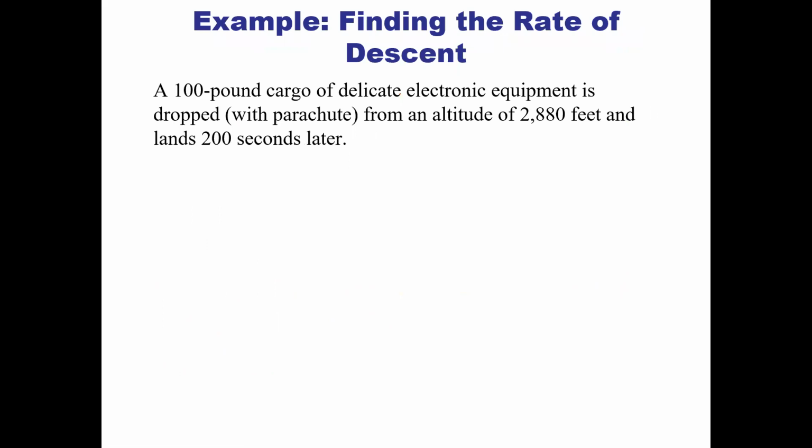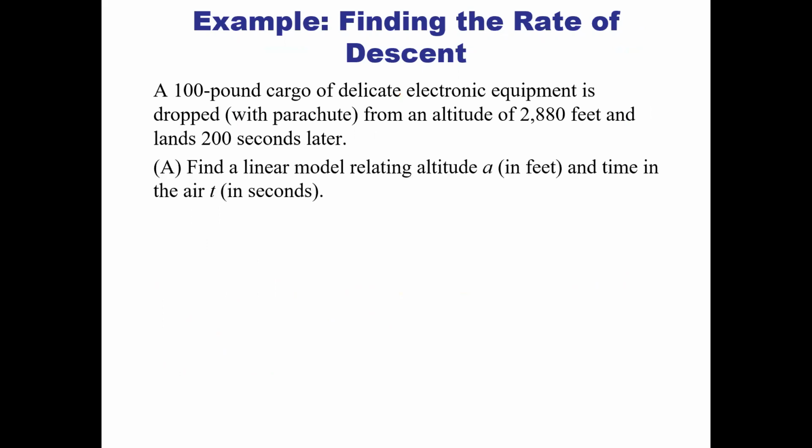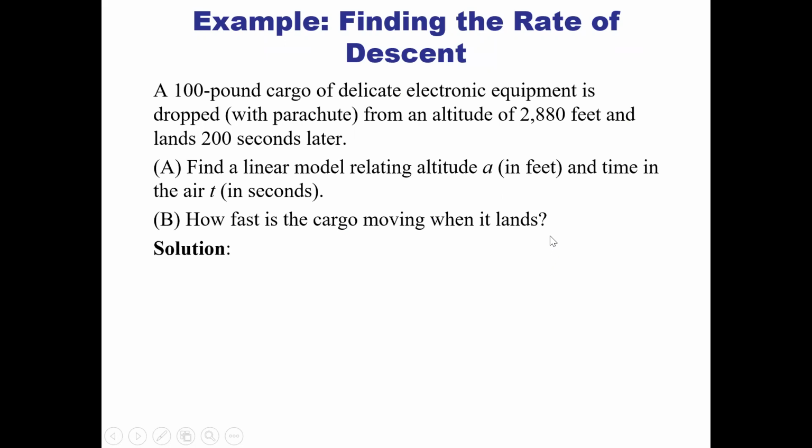Now, what if we have a 100-pound cargo of delicate electronic equipment that's dropped with a parachute from an altitude of 2,880 feet and lands 200 seconds later? All right. So we want to find a linear model relating altitude in feet and time in the air in seconds, and how fast is that cargo moving when it lands? All right. So what do we have to do? Well, if we call A altitude in feet and t is time, we're going to look for A of t is equal to what? Well, that's going to be some m of t plus b, okay?